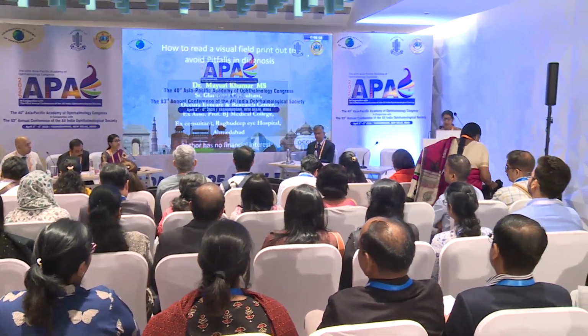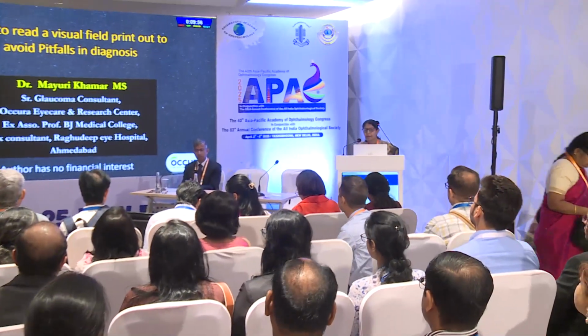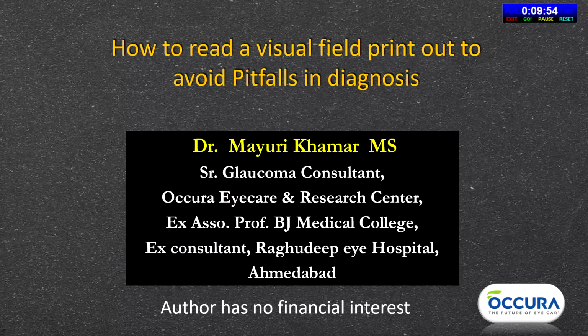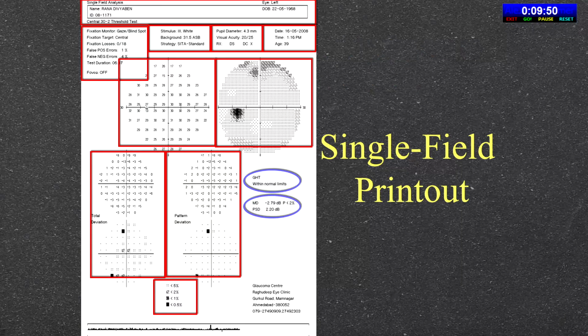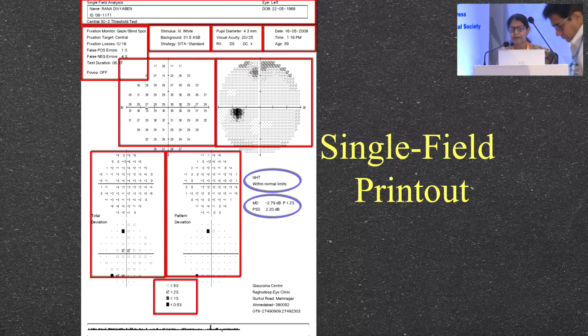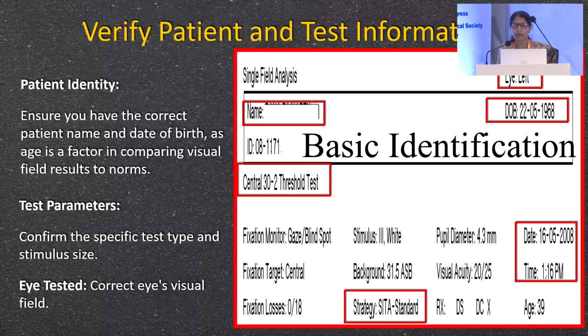Thank you, Raven. I'm going to share some of the points on how to read the visual field printout to avoid the pitfalls in the diagnosis. The single field printout comes like this and can be divided into various segments for the proper diagnosis.